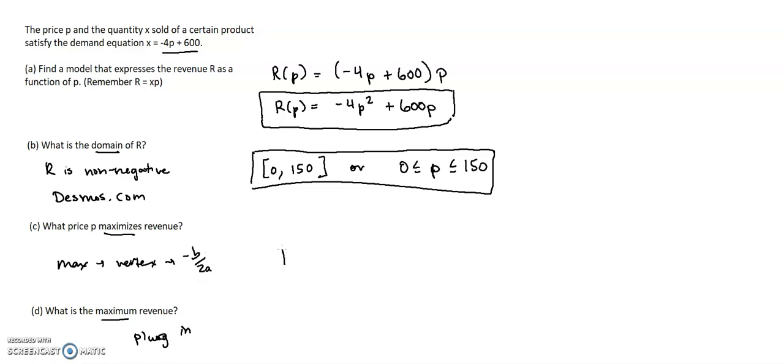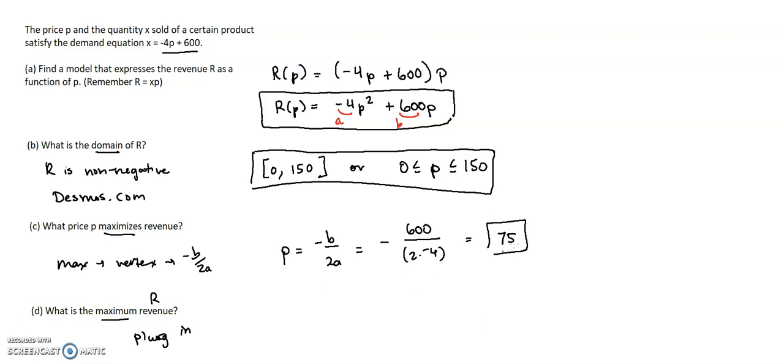When you do negative b over 2a, you're doing the variable. Our variable for this one is p. And when you plug it back in, you're doing the function, and our function for this one is r. So b and a are right here. There's our a, and there's our b. So we're going to do negative 600 over 2 times negative 4, and I'm going to put the parentheses around my whole denominator so that doesn't get messed up in the calculator. And when we do 600 over 8, we get 75.